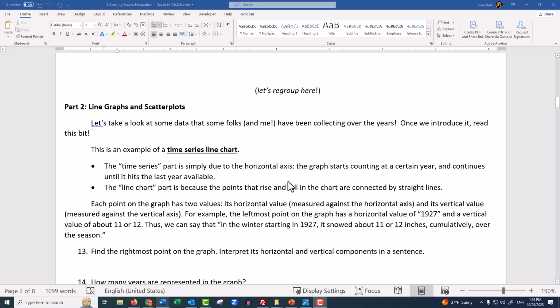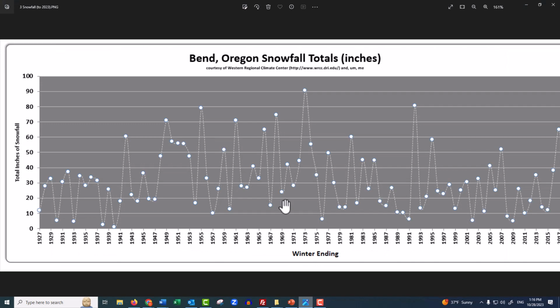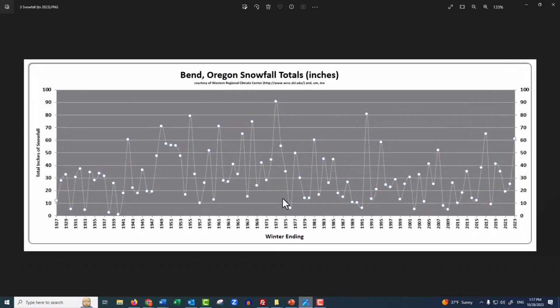where we left off. Okay, so I gave you a graph in class that looked like this. And this is just a collection of snowfall totals in Bend, Oregon over the past 100 years or so. It starts at 1927 over there, and looks like it goes all the way up to 2023 on the right side. It starts left to right on the horizontal, keeps track of the years, and then down to up on the vertical keeps track of the total inches of snowfall. So that's all you're looking at.